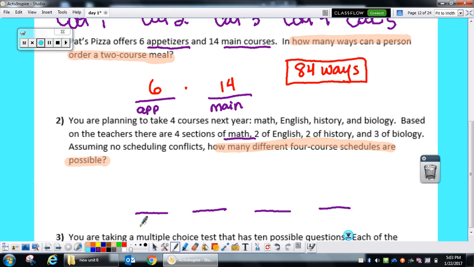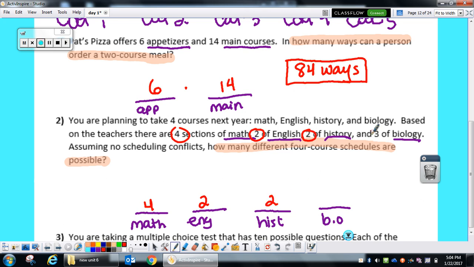So you have a math. You can put an M for math or write the whole word out. You have an English. You have a history. And you have a bio. Okay, so you can see those are the actual categories. And then the number of math sections: you have 4 math options, 2 English, 2 history, and 3 bio. According to the fundamental counting principle, you have to multiply these numbers. So 4 times 2 times 2 times 3 gets you to 48. So you have 48 different schedule options. So I'm going to label this 48 schedules.